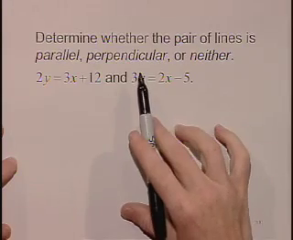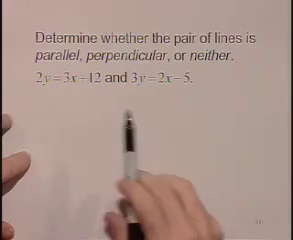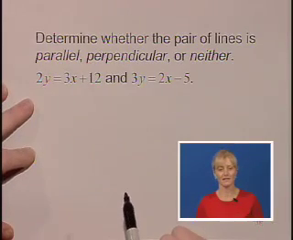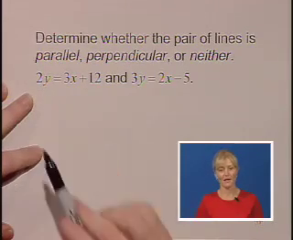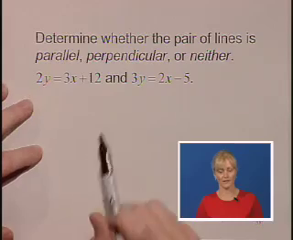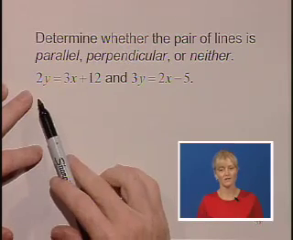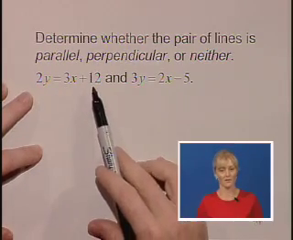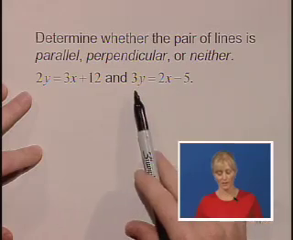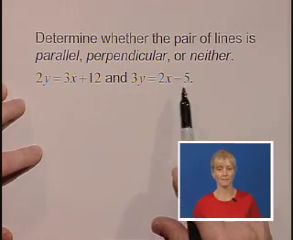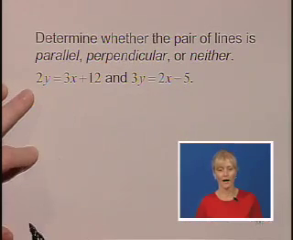Let's determine whether the pair of lines is parallel, perpendicular, or neither. We'd like to get each of our equations into the slope-intercept form by isolating y on one side of the equation. So for our first equation, 2y is equal to 3x plus 12, and we also have a second equation, 3y equals 2x minus 5. We'd like to get y by itself.